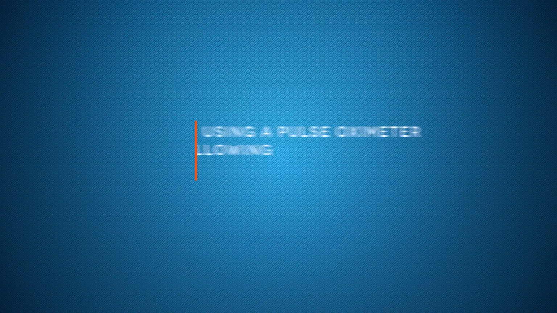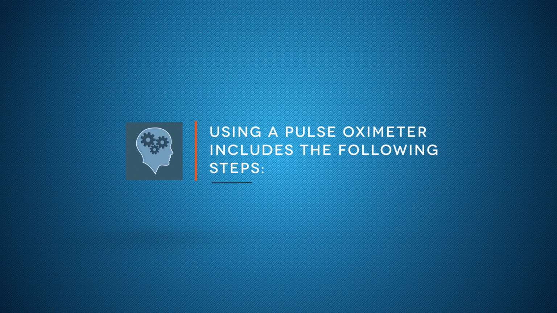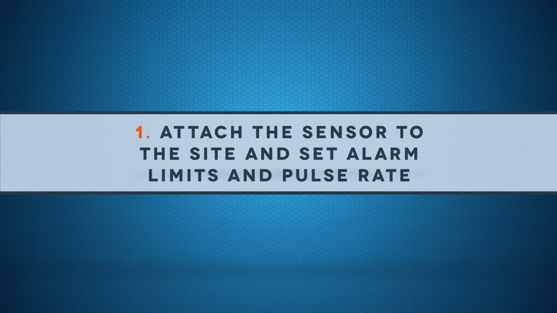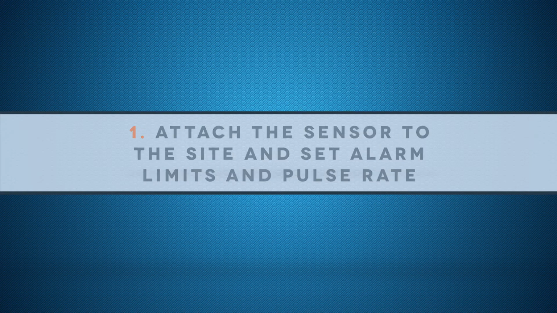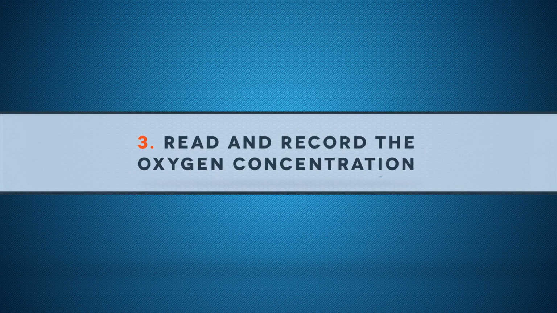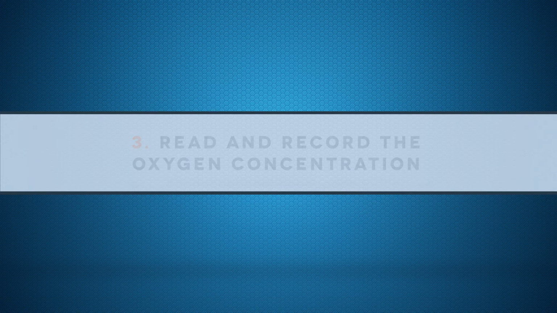Using a pulse oximeter includes the following steps. One, attach the sensor to the site and set alarm limits and pulse rate. Two, check and record the person's pulse. Three, read and record the oxygen concentration.